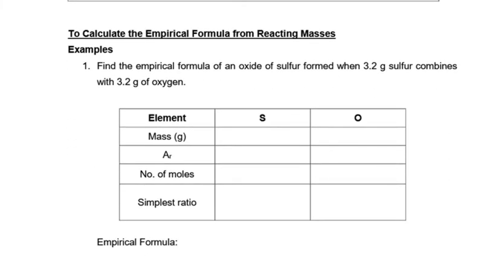Here we've got some numbers. We've got 3.2 grams of sulfur, so I'm going to put that in here, 3.2 grams. And we've got 3.2 grams of oxygen. So don't be fooled into thinking that the ratio is 1:1, because they're not the molar ratios. If you go to your periodic table, you'll see that sulfur is 32.1 and oxygen is 16.0.